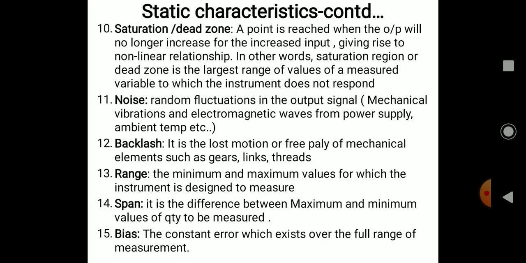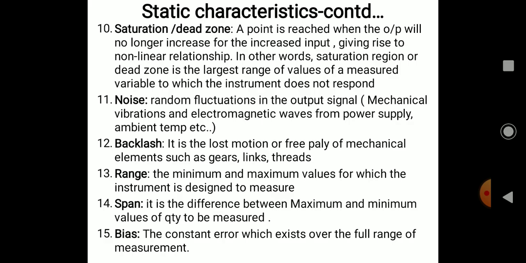0 to 100 amps means its range is 100 minus 0, that is 100. 0 to 500 volt, that is 500 minus 0, 500. So span is 500. Range means the minimum and maximum values only. If you take the difference between the maximum and minimum, you will get the span.